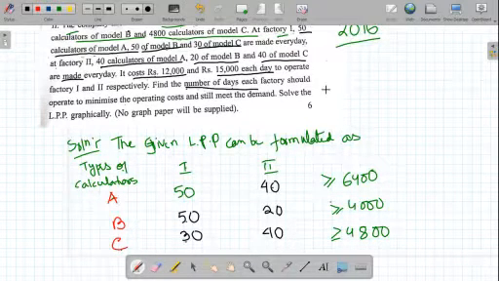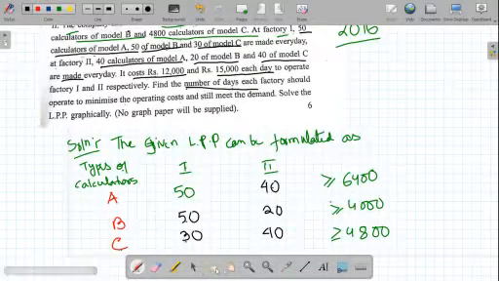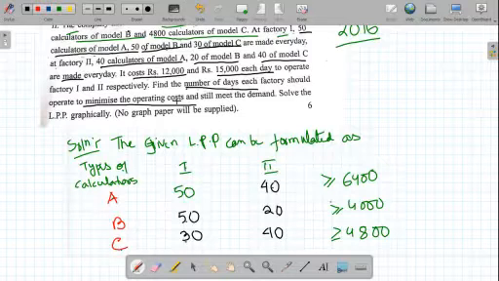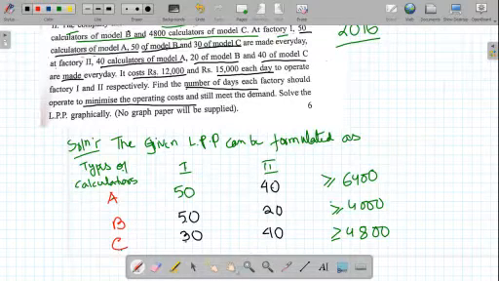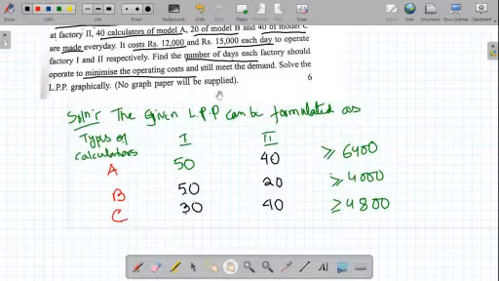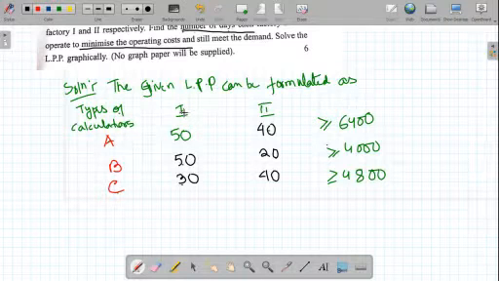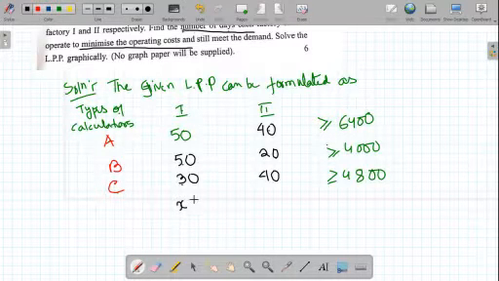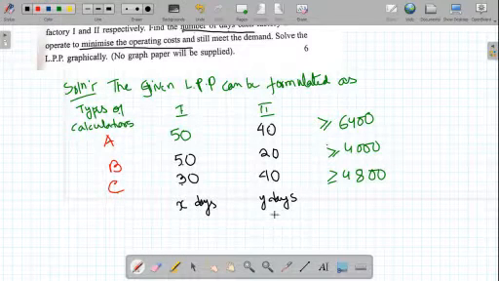Find the number of days each factory should operate, so that we minimize the operating cost, right? This is a question of minimization, and we must find the number of days for factory 1 and factory 2. Let's say factory 1 works for X days, and factory 2 works for Y days.